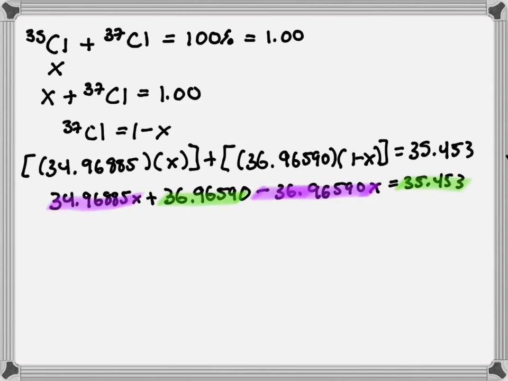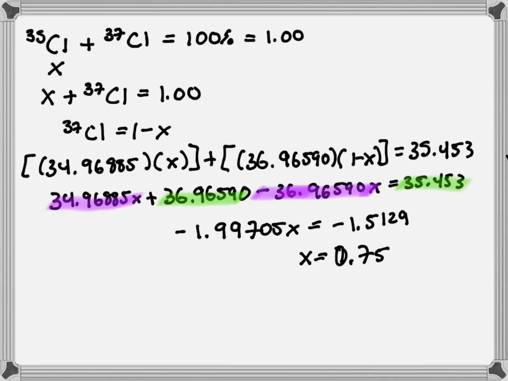So I'm going to get negative 1.99705X is equal to negative 1.5129, and X is going to equal 0.757567.